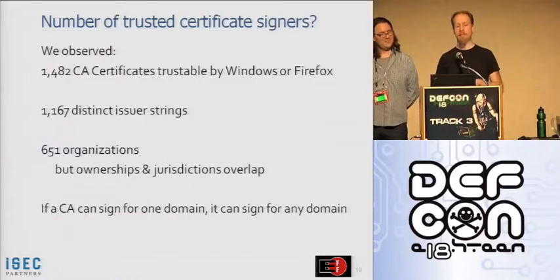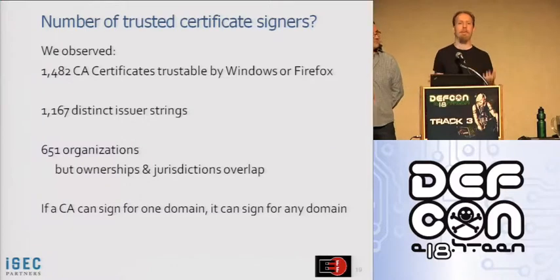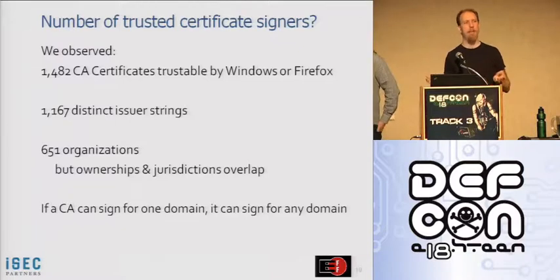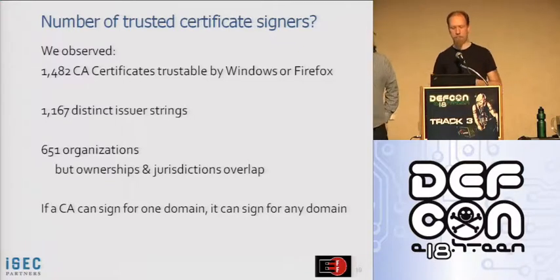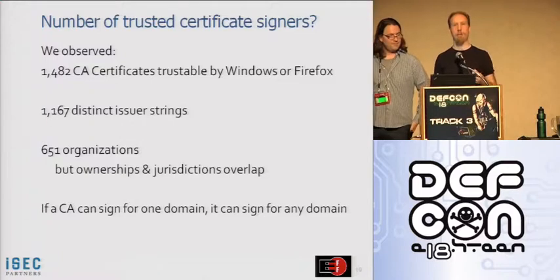So how many of these things are there? Obviously you've got this set of roots that Microsoft and Firefox trust explicitly. But then, because so many of these are delegated and have the power to create new CA certificates, there's actually a larger set that we found. There are 1,482 that were valid for either Windows and Firefox.